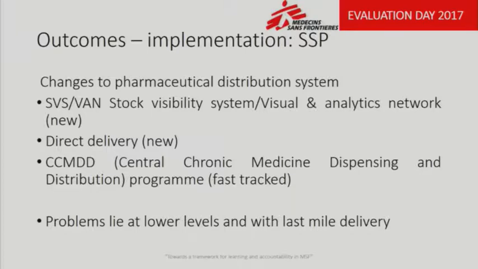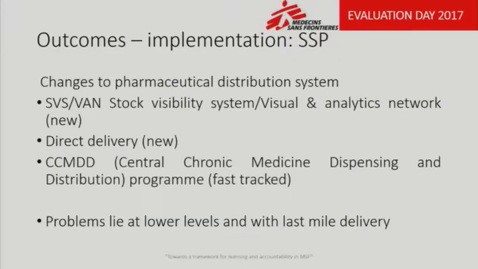They changed the whole distribution system by using direct delivery. The target is that 70% of the drugs will be delivered directly from a centralized point to each and every facility. Now you can argue whether that's right or wrong, but the point is they changed the system in response to the evidence. And they developed a central chronic medicine dispensing and distribution program, which they fast-tracked. It had been started to deliver to chronic patients directly. So all these new systems came as a result of the impact of the Stop Stock Out program.